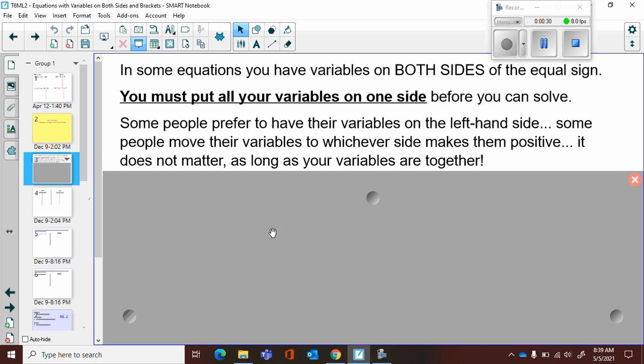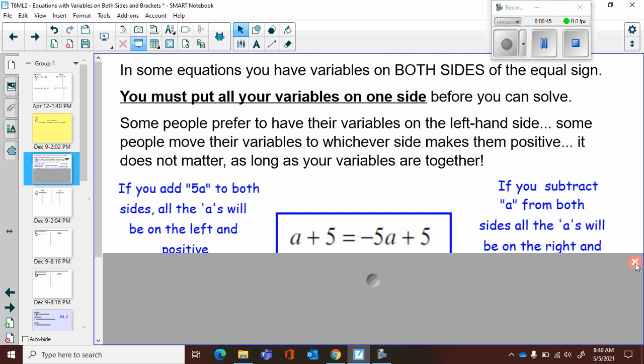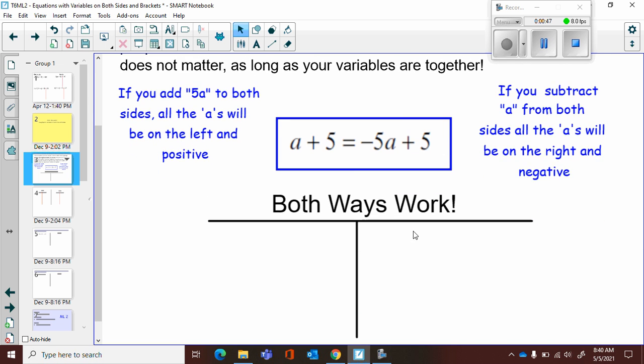Some people prefer to have their variables on the left-hand side, like an x equals. Some people move their variables to whichever side makes them positive because they want a positive variable. It doesn't matter how you do it as long as your variables are together. So let's take a look at our first example.